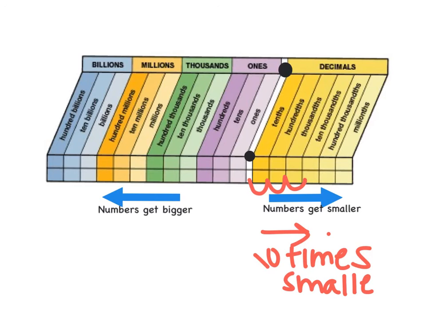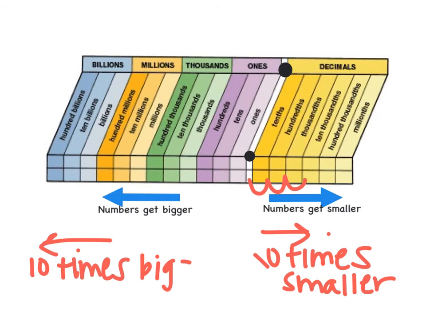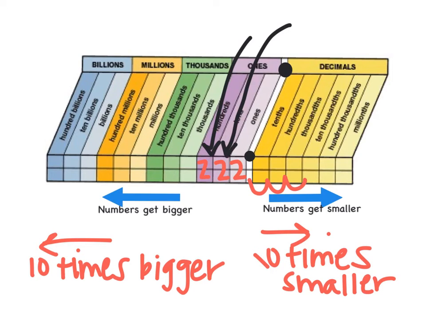And if you can imagine, if we're going to the right and the numbers get 10 times smaller, as we go to the left, the numbers get 10 times bigger. So, for example, if I had a 2 in these three place value spots, this 2 here is 10 times bigger than this 2 here, which is 10 times bigger than that 2 there. So each number as we go left gets 10 times bigger, and as we go to the right it gets 10 times smaller.